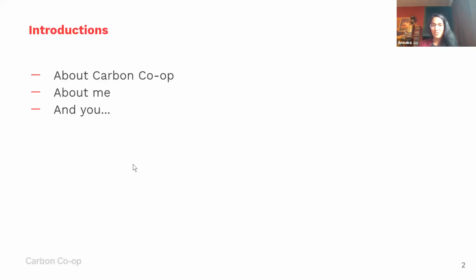Do introductions first. So about Carbon Co-op. I think lots of you will know Carbon Co-op, but for those of you who don't, we're a Manchester-based organisation. We're a cooperative made up of members from around Greater Manchester, who are all residents wanting to do something practical about climate change through improving their homes and saving energy at home. We also do quite a wide range of different kinds of work these days, around energy systems work, around energy democracy, as well as around retrofit.